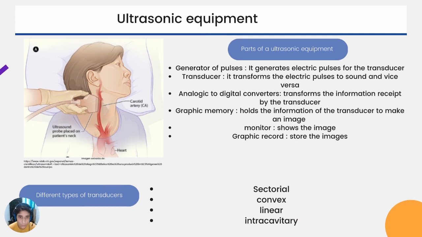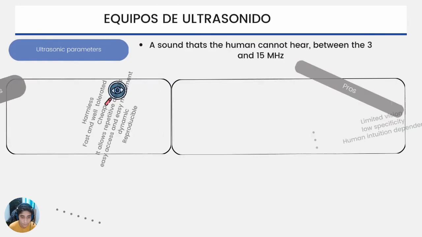So now we're going to see the parts of the ultrasonic equipment. We have a generator of pulses that generates electric pulses for the transducer. The transducer transforms the electric pulses to sound and vice versa. Then we have an analog to digital converter, a graphic memory, a monitor, and a graphic record. There are different types of transducers depending on the needs that we have. They are sectorial, convex, linear, and intracavitary transducers.